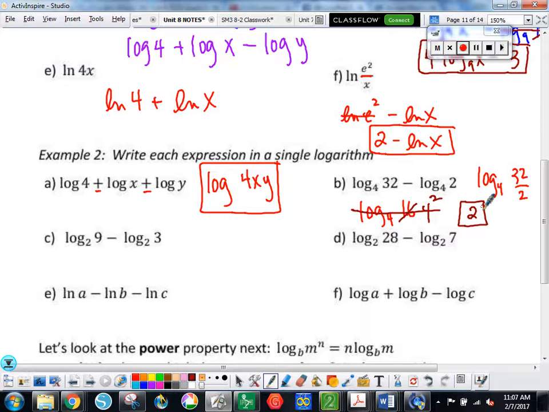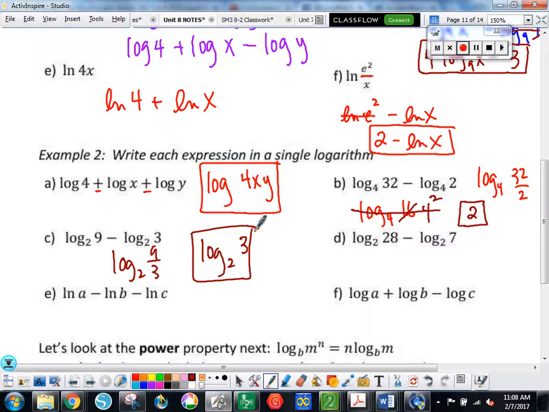Perfect. Okay, so what's this next one? Log base 2 of what? Log base 2 of 9 over 3, which is log base 2 of 3. Does that cancel? No, that is the final answer then.